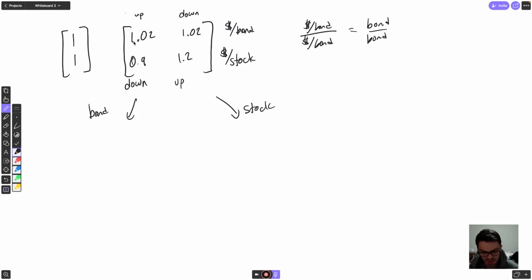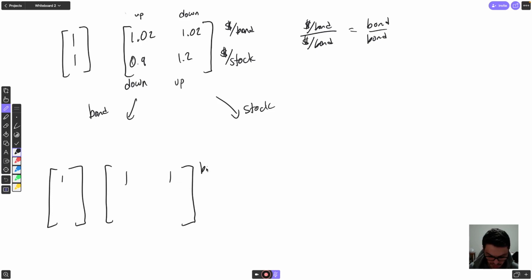So what we're doing in this top row is dividing it by itself. So this top row, in terms of bonds, will be 1. And then here, we're going to divide 1.2 by 1.2, so dollars per bond divided by dollars per bond. This is just going to be 1 again, and so will this for the same reason. And the units here are bonds per bond. So if we invest in one bond, in the future, in either state, we're going to have one bond for every bond that we invest in, okay?